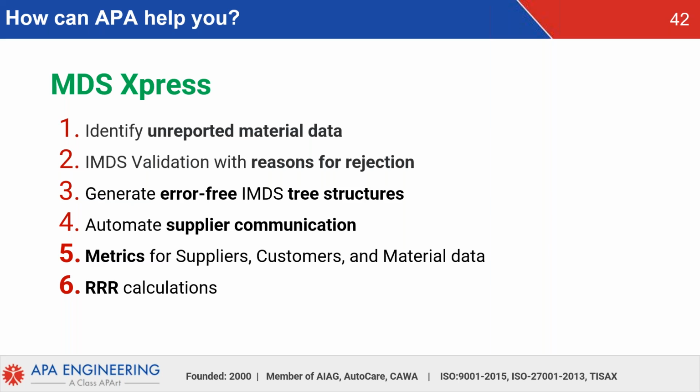We are also automating most of the supplier communication. Once your data is validated, we send out automated emails to suppliers and request them to come back with any data that may be missing, or if we find any errors, we send out automated messages. So we reduce your time of manual intervention during this process. We also provide a lot of metrics for suppliers, customers, and the material data that we validate using MDS Express. And we also have the option to do RRR calculations.